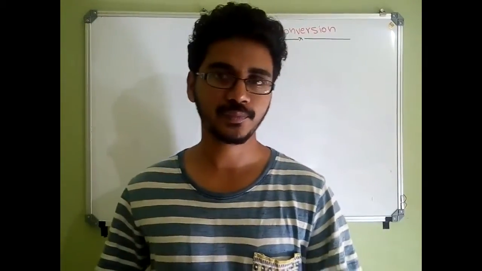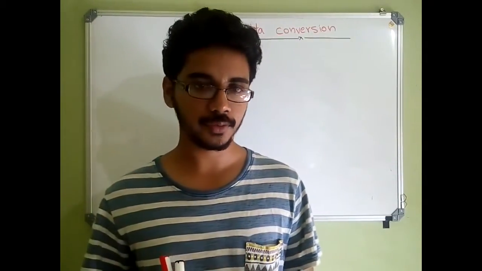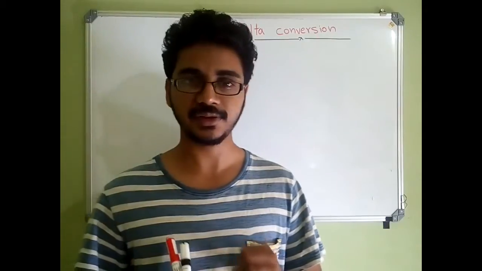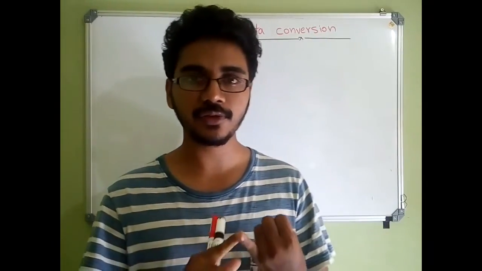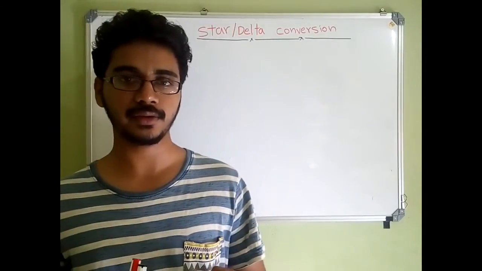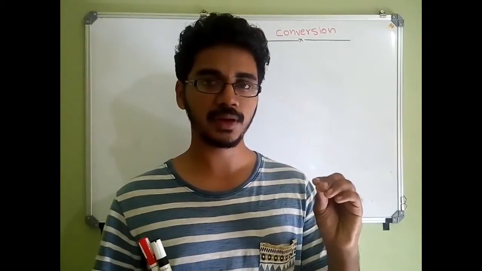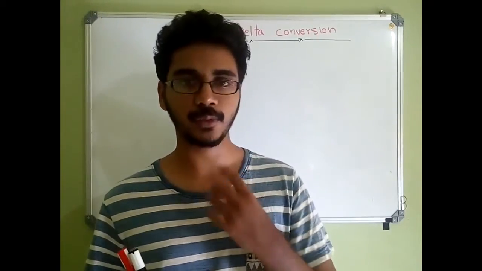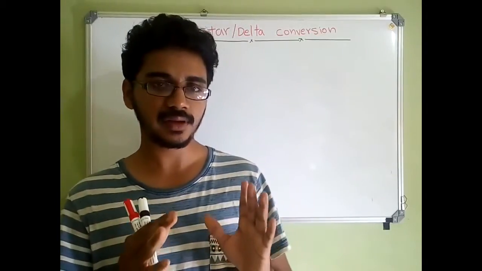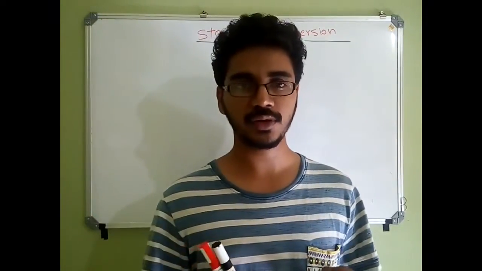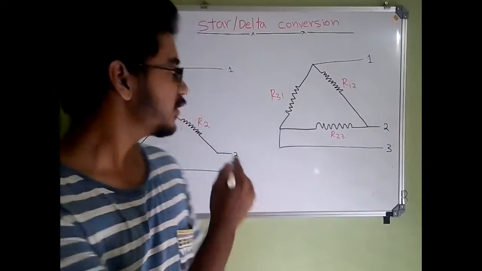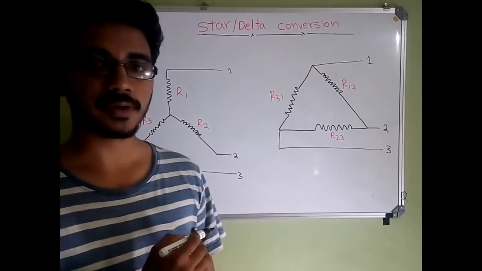Hello friends, in this video we are going to discuss mainly three things. One is the definition of star configuration and delta configuration, then the derivation for star to delta and delta to star conversion formulas, then third one is the easiest way to remember these formulas. This is how star and delta network look like.